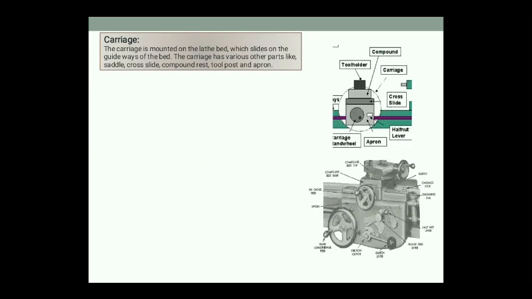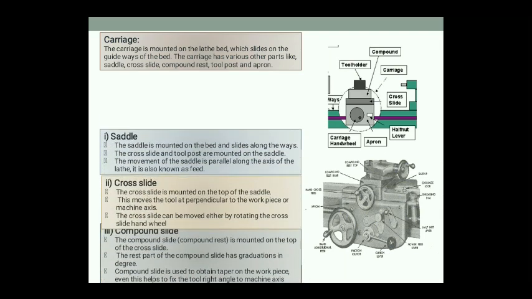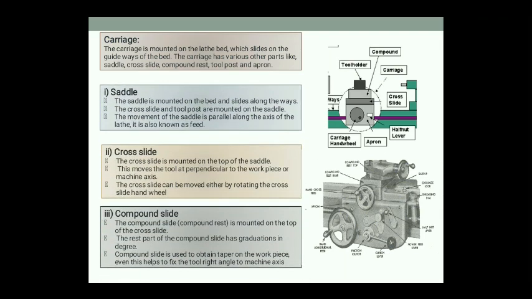The next part is what we call a carriage. The carriage is a very essential and important part of the lathe machine. This is mounted on the lathe bed, and it slides on the guideways of the bed. The carriage has various other parts such as saddle, cross slide, compound rest, tool post and apron. Remember, all these parts are there to give the different relative motions between the tool and the workpiece to carry out various operations on the lathe machine.